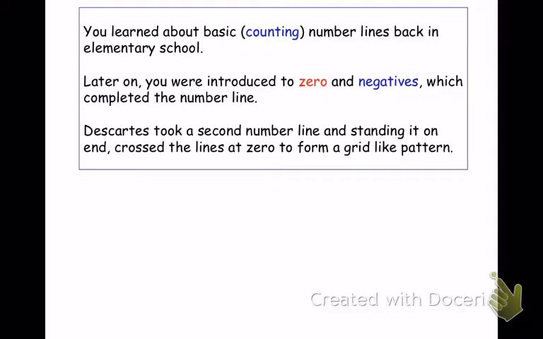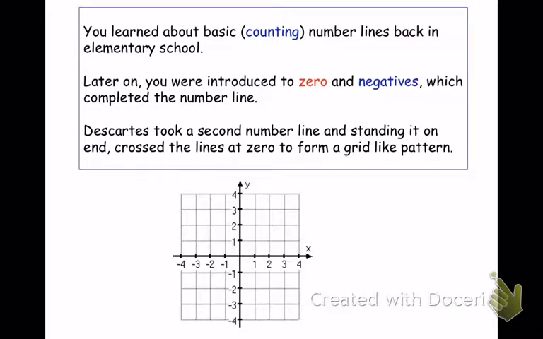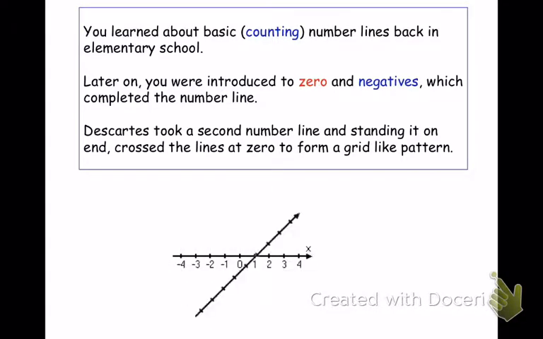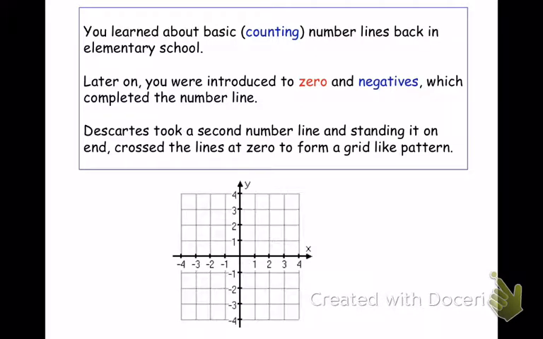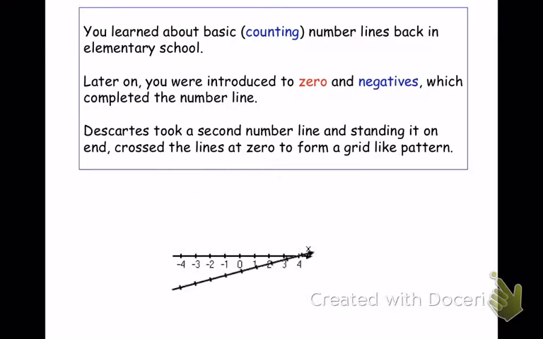You learned about basic counting number lines back in elementary school. Later on, you were introduced to the zero and negatives, which completed the entire number line. Descartes took a second number line, standing it on end, so a horizontal line, and then flipping it and making it vertical, crossed the lines at 0 to form the grid-like pattern. So something like this image is showing you. The x-axis, flipped it over, crossed them at 0, which made the grid-like pattern.